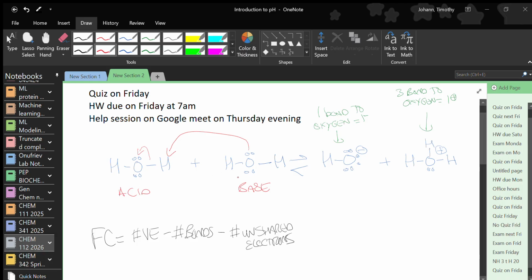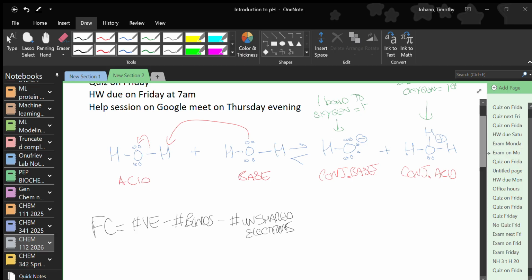I've got an acid here, right? This first water is our acid, and it becomes this. What do we call that? The conjugate base. And this was a base, and it became this. What is that? Conjugate acid. Questions?